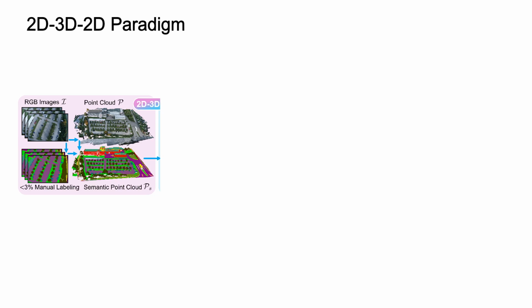From all RGB frames, we obtain a metric 3D point cloud and accurate 2D to 3D correspondences. We then manually annotate less than 3% of the RGB images, chosen so that they collectively see more than 99% of the reconstructed points. These labels are lifted into 3D to obtain a semantic point cloud.